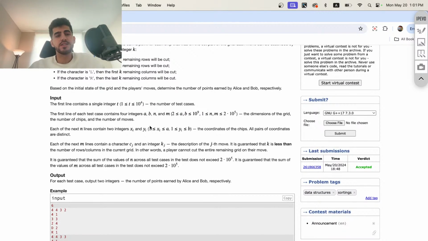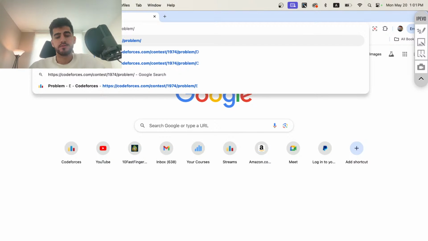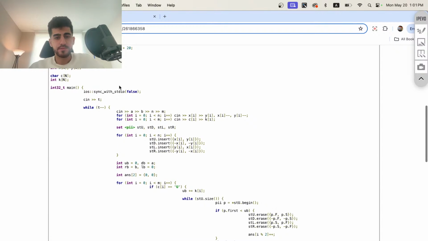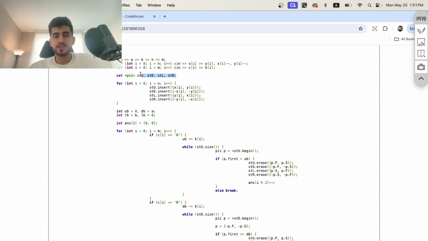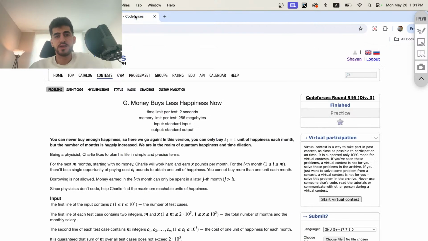And as you can see in my submission, I have just 4 sets, and I try to erase elements as much as I can. And that's gonna be all.